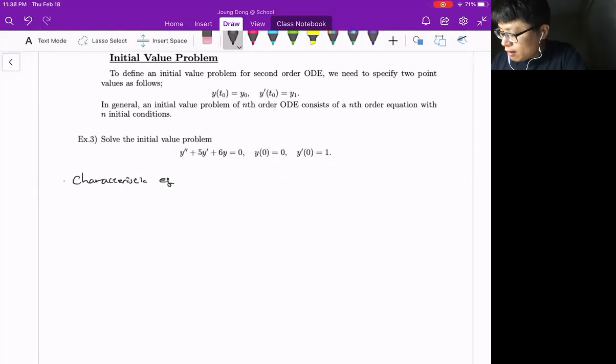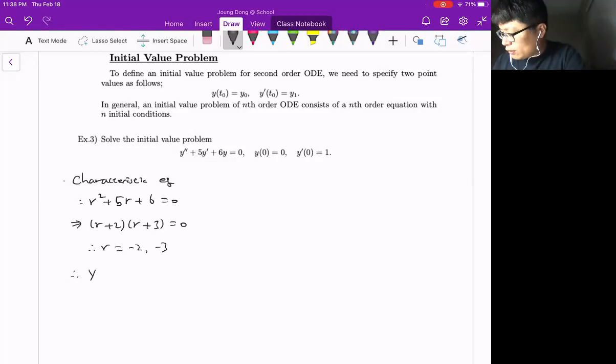The equation is r squared plus 5r plus 6 equals 0. Then it's really easy to factor this, right? (r plus 2)(r plus 3) equals 0, and we can say r is negative 2 and negative 3. Then we know the general solution form, which is y(t) equals c1 times e to the minus 2t plus c2 times e to the minus 3t. And then we're going to use your initial conditions.